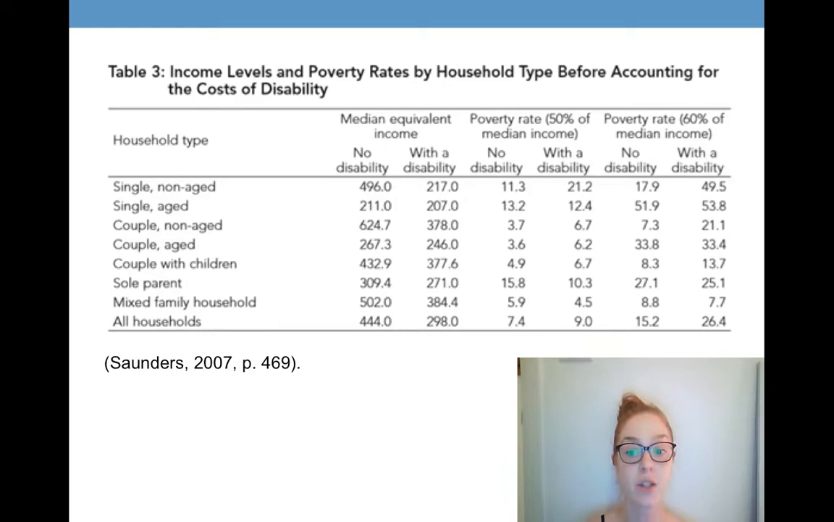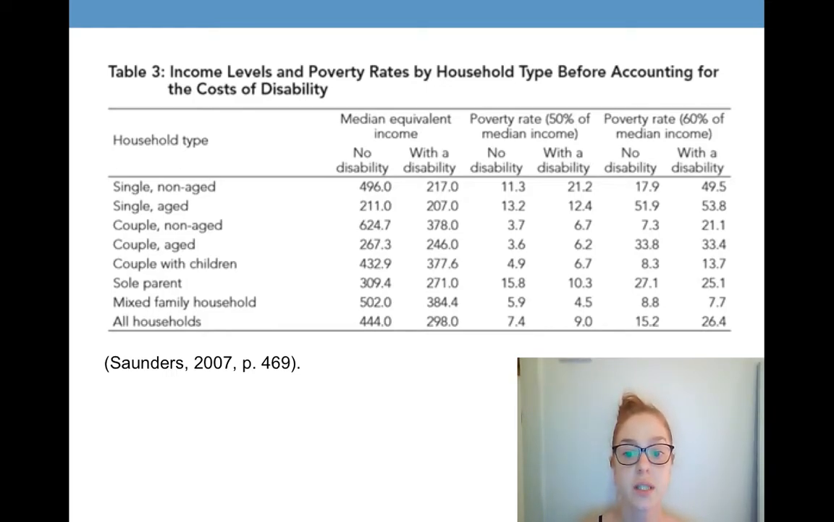The poverty rates shown in the right-hand columns of Table 3 provide the first evidence that there is a strong association between the presence of disability and the incidence of poverty. Using the 50% of median income measure, the poverty risks facing working-age single people and couples without children are substantially higher if they have a disability.